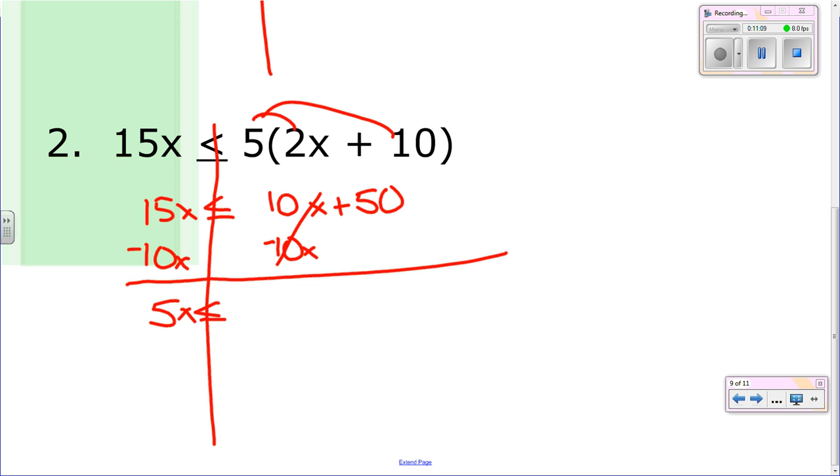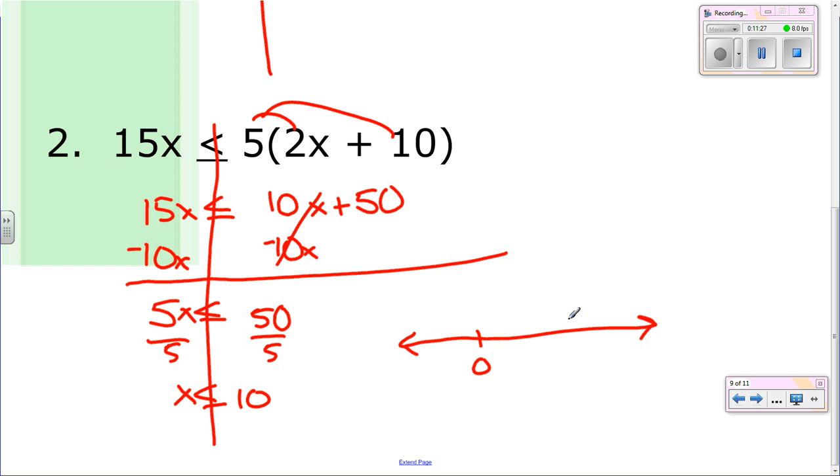It gives you 5x is less than or equal to 50. Divide by 5. X is less than or equal to 10. Closed circle because of the equal sign. And then shade to the left because it's all the numbers less than 10.